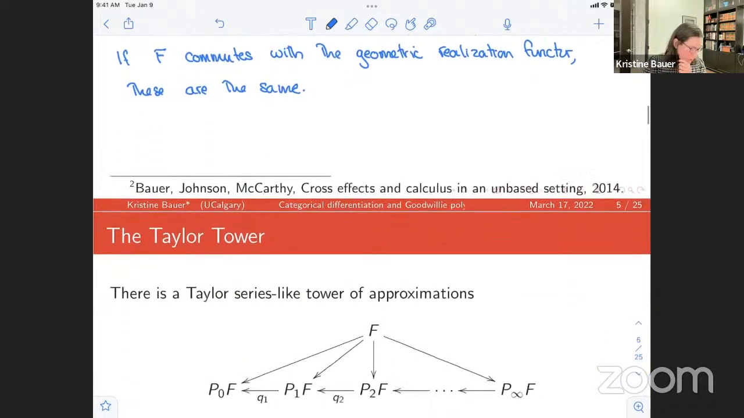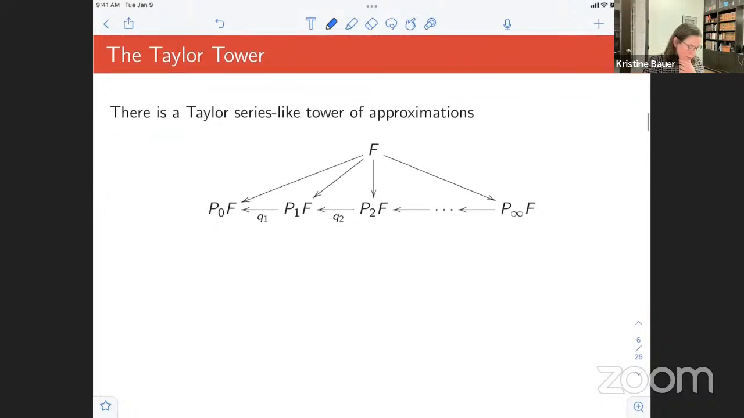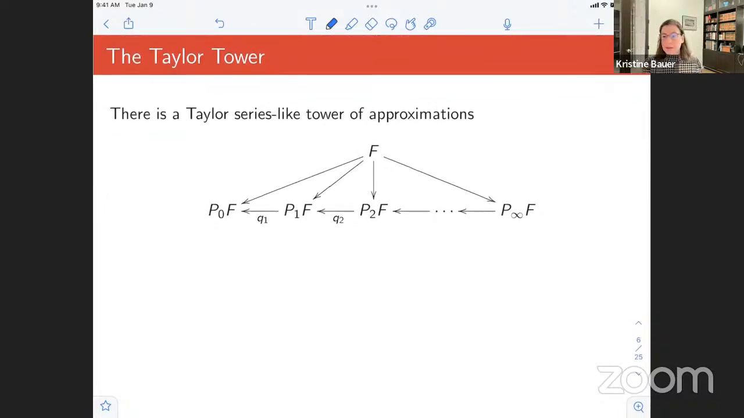Okay, so one more thing about this Taylor series before I move on. So one thing that I will want to look at is not just the polynomials that are in the Taylor series, but in fact, the difference between the two of them. So let DnF denote the fiber of the map Qn, which is the map from the nth polynomial approximation to the n-1st polynomial approximation.